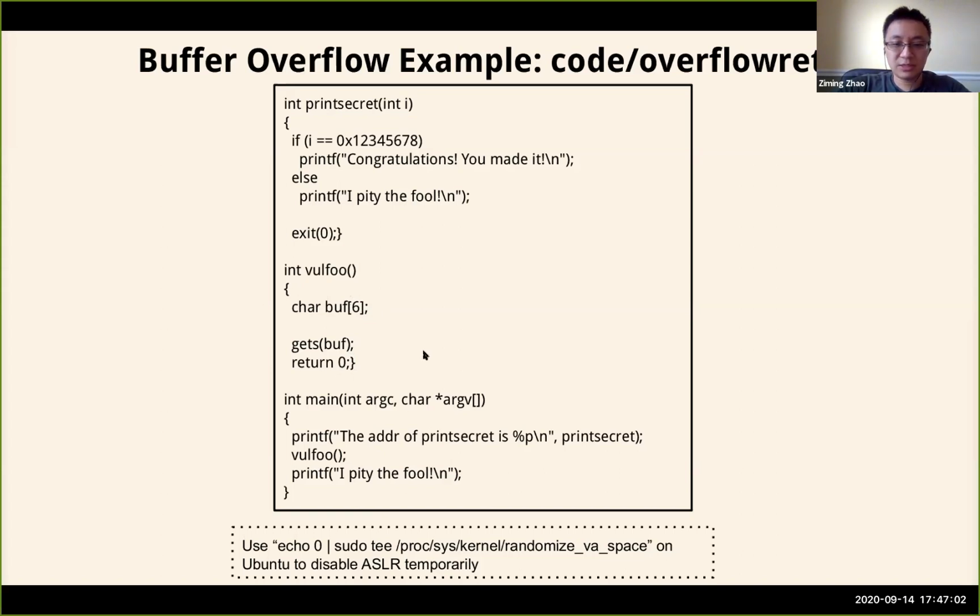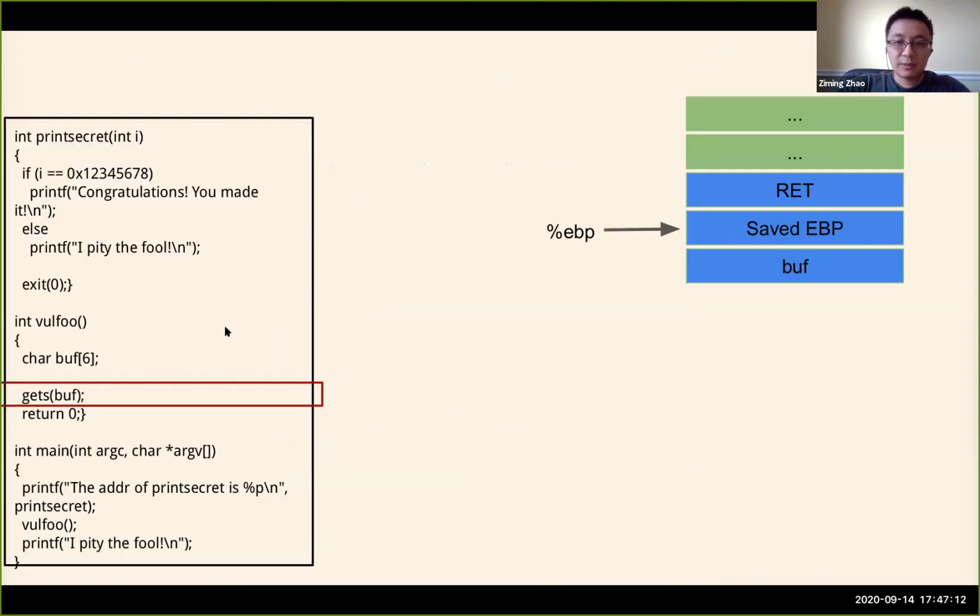It will not do anything. It will not call any other functions. To make it a little bit easier, we disable address space layout randomization. So let's take a look at the stack and try to understand how it works, to see how we can call this function with this parameter.